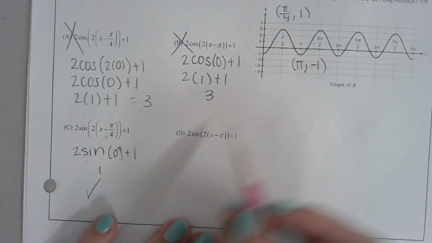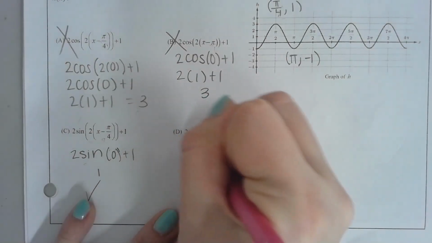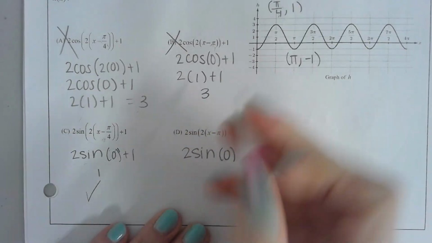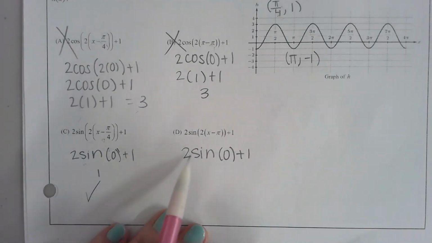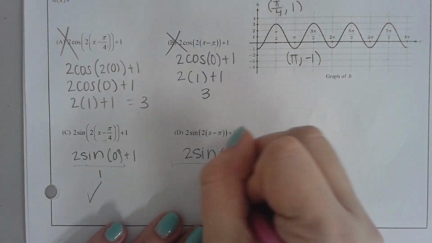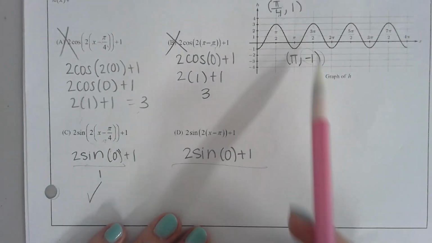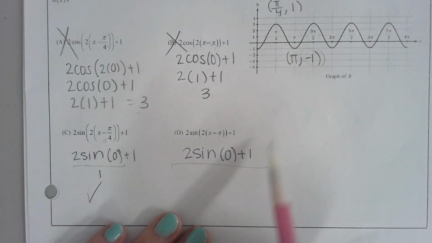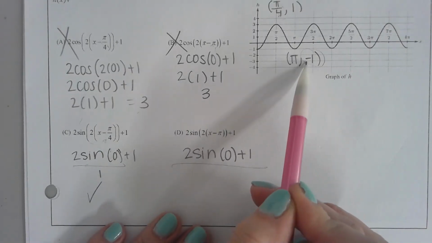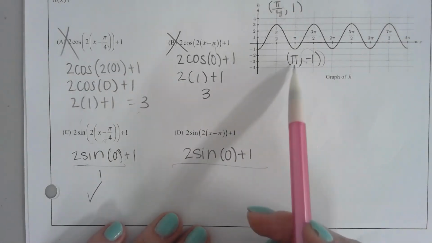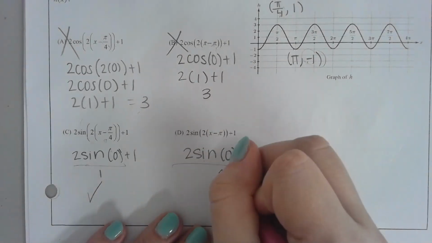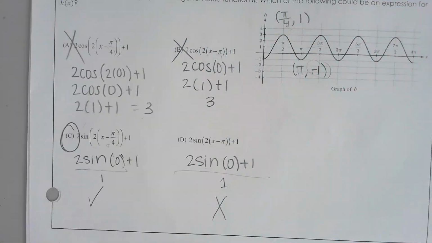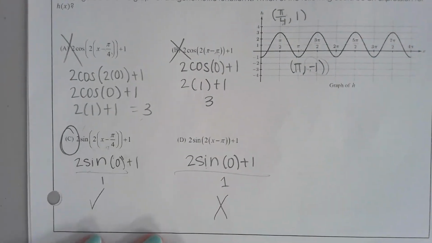But let's say I try pi here. Zero. Look, when I plug in pi, I get the exact same thing. Wait. But it needed to be -1, right? So if I plug in pi, I need to get -1 as an answer, because the point is pi, -1. So this would give me +1. So this one I eliminated just that way.